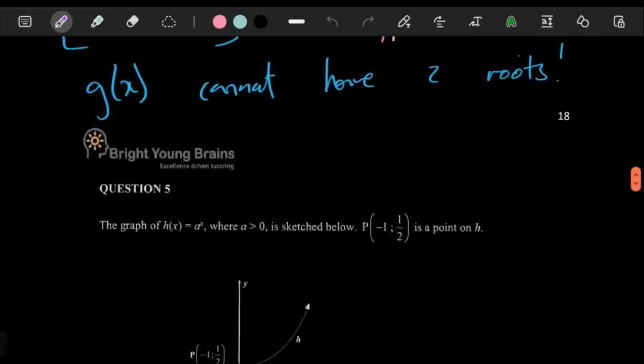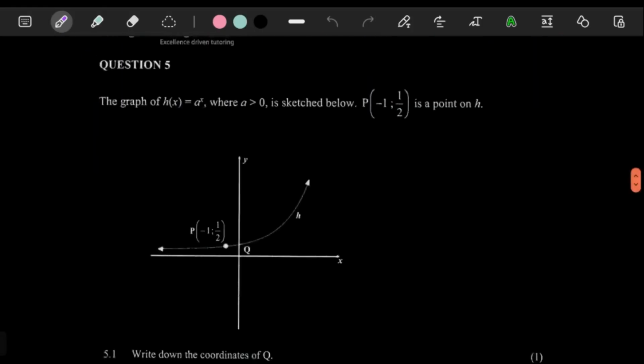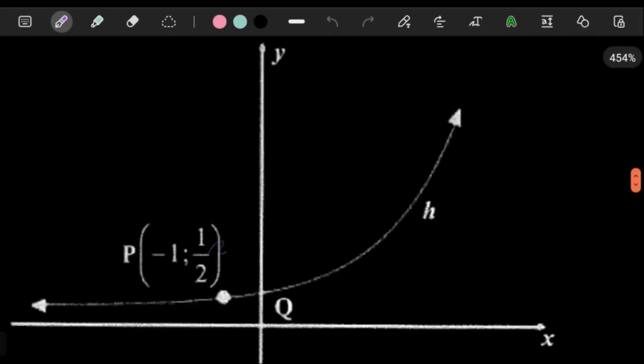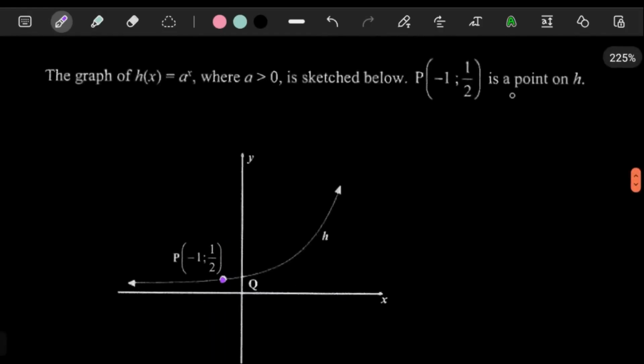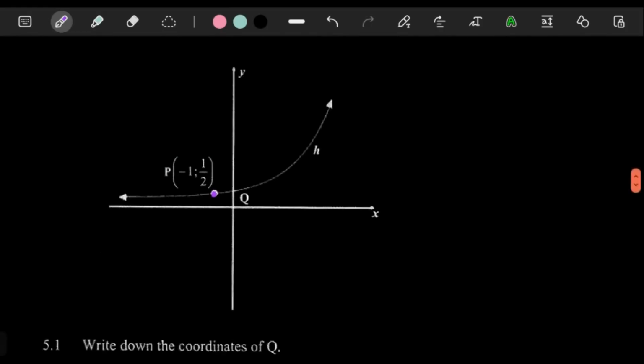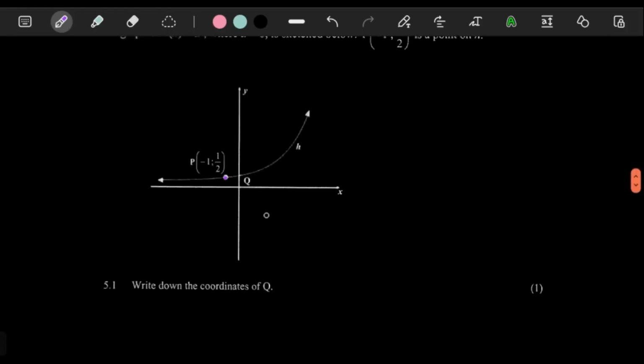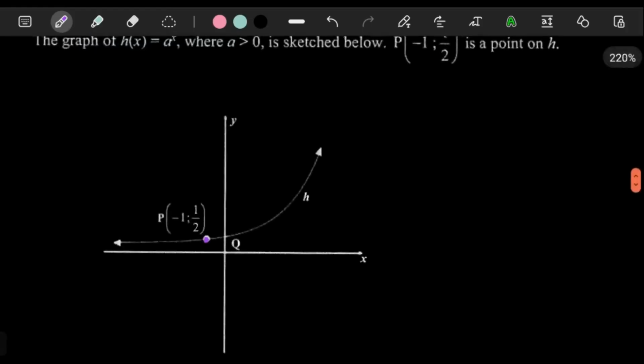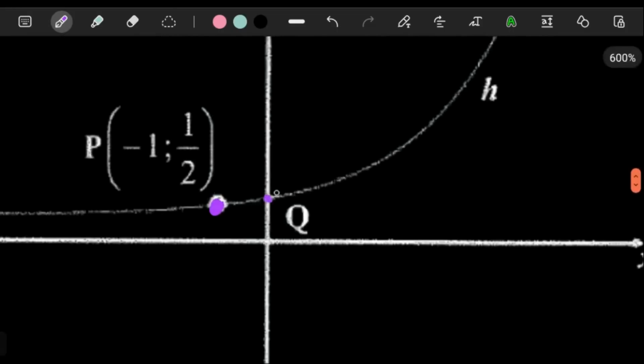Question number 5 looks quite interesting. Thinking of what we've been asked here, it says the graph of G is an exponential graph, clearly, where a is a positive number, as sketched below. They've given us a coordinate of P, and P is a point on H. One mark: write down the coordinates of Q.